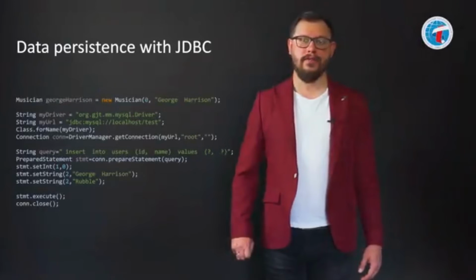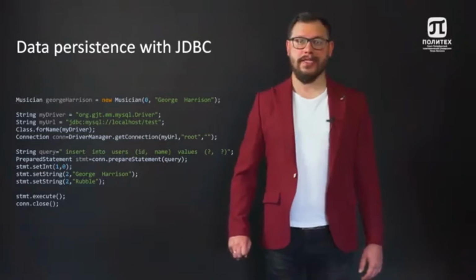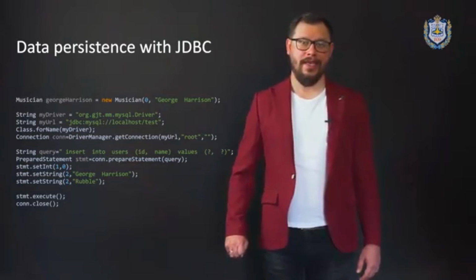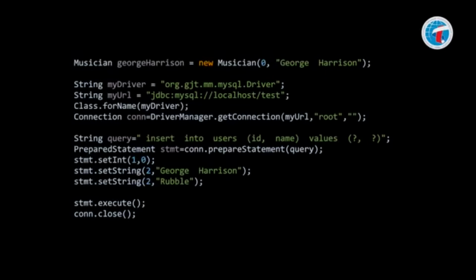One way to save an instance of the musician class to a relational database would be to use the JDBC library. JDBC is a layer of abstraction that lets an application issue SQL commands without thinking about the underlying database implementation. The code is fairly self-documenting. The George Harrison object could come from anywhere and has its ID and name fields set. The fields on the object are then used to supply the values of an SQL insert statement.